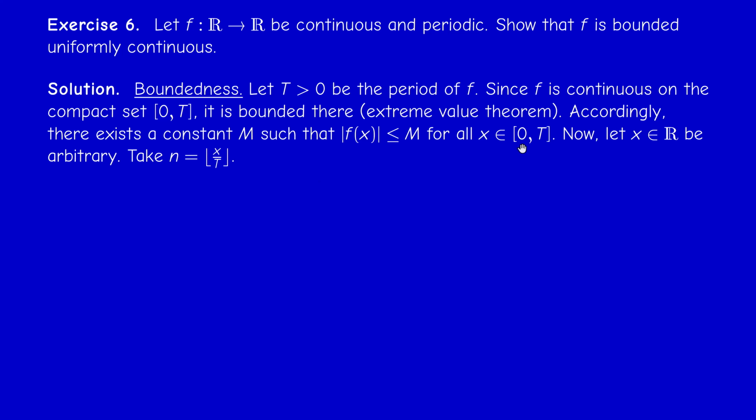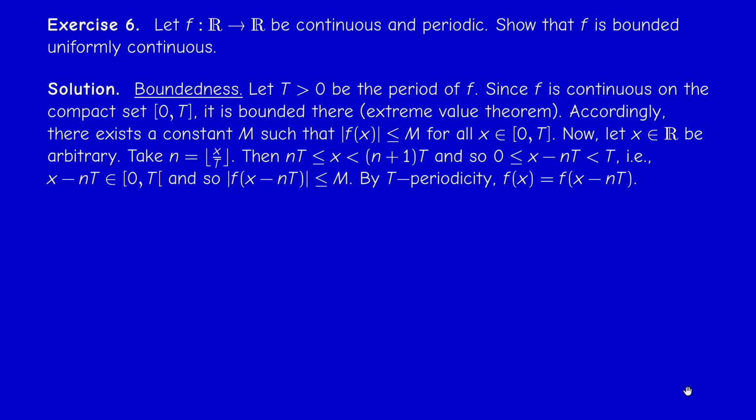Now if you take x in R and take n to be the floor function of x over T, I will tell you why I chose that in a moment. You'll understand why. If n is the floor function of x over T, it means that x over T is between n and n plus 1.